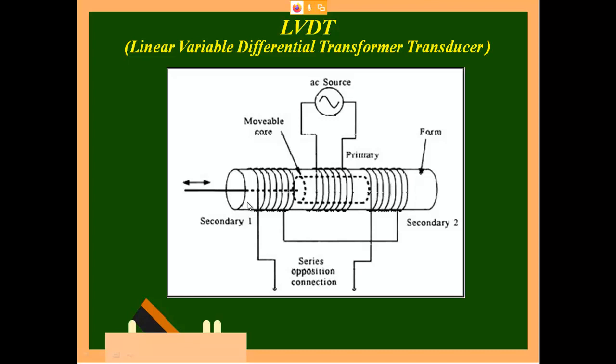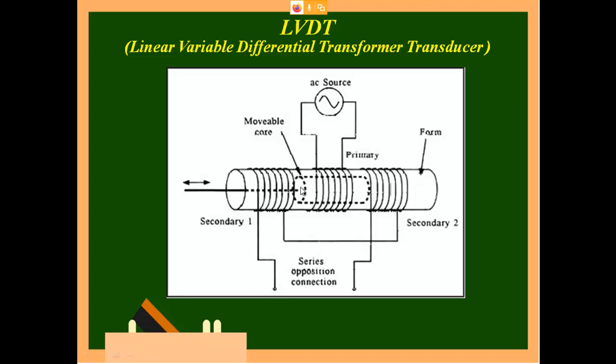The point to be noted here is, first, both secondary 1 and secondary 2 should have equal number of turns. You can see here 1, 2, 3, 4, 5, 6, 7. Again here also you will have 7 turns, 1, 2, 3, 4, 5, 6, 7. So first thing is, for an LVDT you should have equal number of turns. Then second point is, they should be connected in series, which means you start from here, 1, 2, 3 turns, you take out from the last turn and give it to this particular secondary.